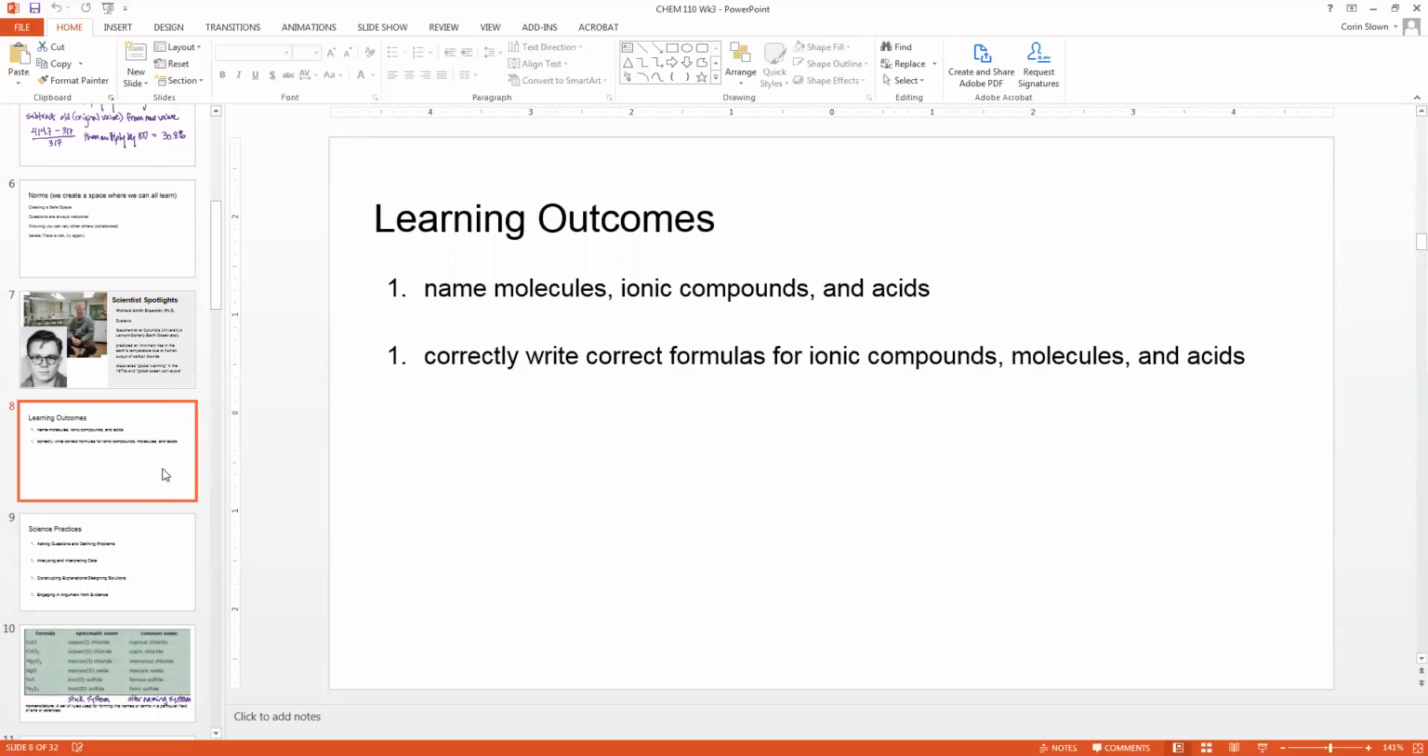So today we're going to think about naming molecules, ionic compounds, and acids. And we're going to correctly write formulas for ionic compounds, molecules, and acids. It's important that we both know how to write the formula and that the actual math of the formula is correct. So those two corrects are actually necessary.